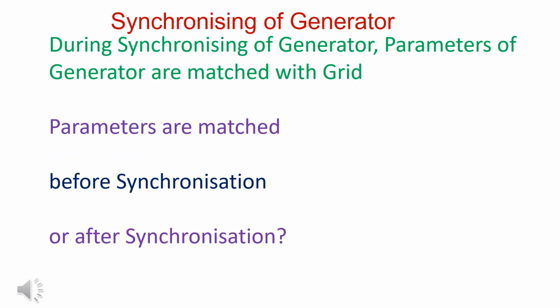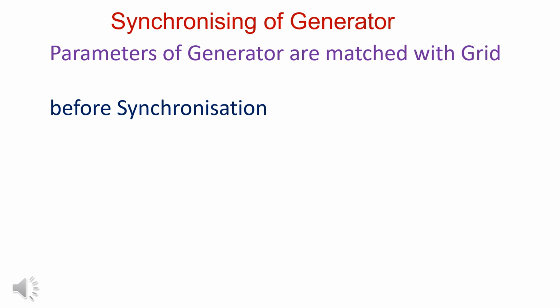During synchronization of generator, parameters of generator are matched with grid. Are they matched before synchronization or after synchronization? Parameters are matched before synchronization.